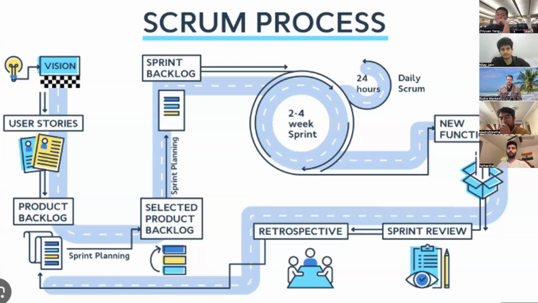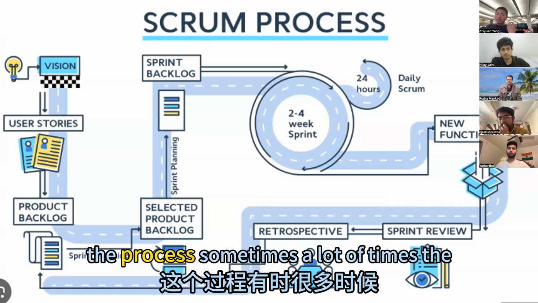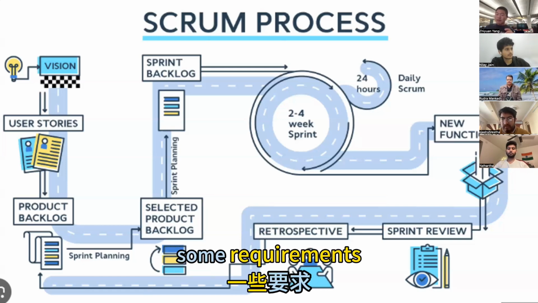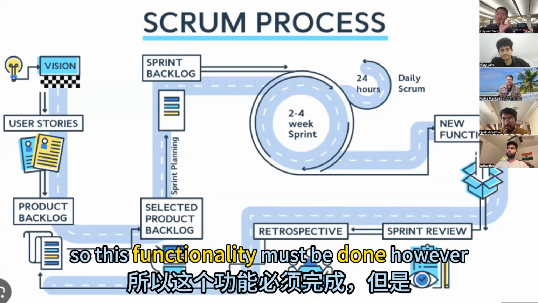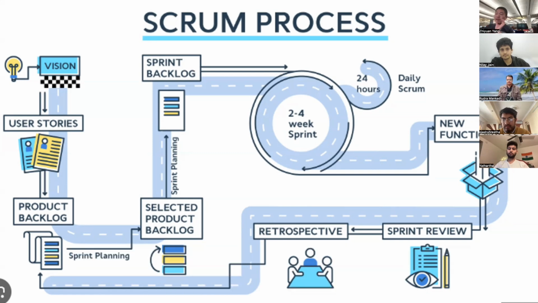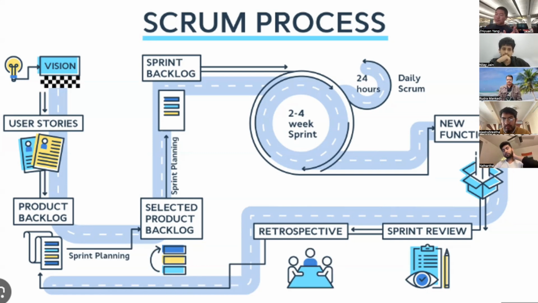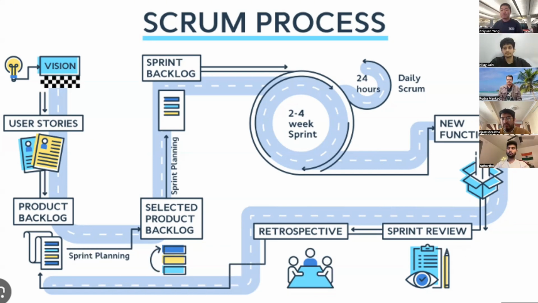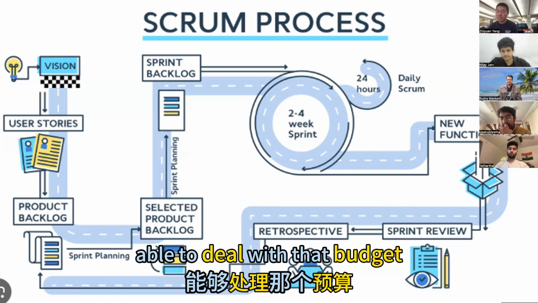So in the real process, a lot of times the clients will give me some requirements. Like a previous customer who gave me things that had to be done. This functionality must be done. However, they gave me a budget of only 2,500, and I immediately said this is impossible. Only if I'm the developer myself, and even then I'm not able to do it with that budget.